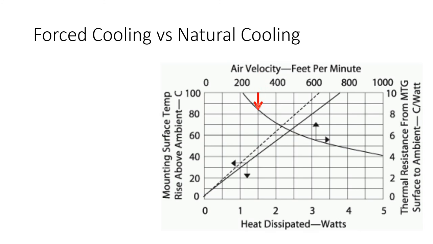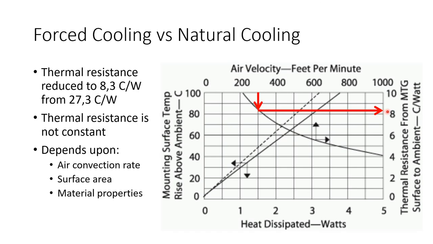So what we are going to do, we are going to go below from 300, then we are going to go right, and we can find out that our thermal resistance reduced to 8.3 Celsius per watt if we used forced cooling. Now this shows the advantage of forced cooling over natural cooling. If we use a forced cooling mechanism, we can simply reduce the thermal resistance, and we can cool the same circuit without increasing the volume of the heatsink.